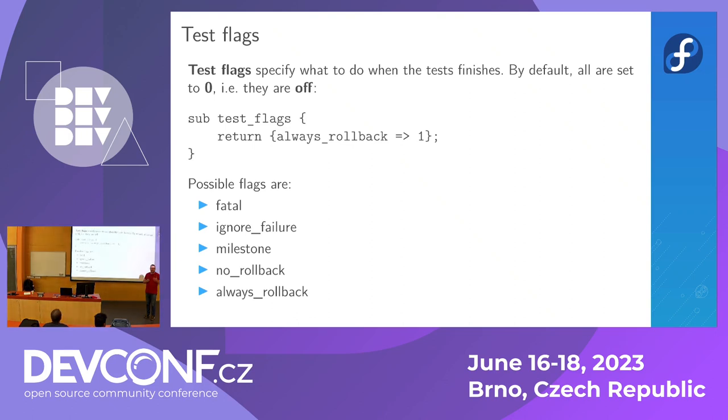I want to continue when the help window is opened. But then sometimes the test fails and the help window will not be opened. And it breaks the consecutive tests also. So therefore, it's good to start from a certain point, and you can save it, and then you can always roll back to it. Other possible flags are fatal, which means that if the test fails, then everything fails, or milestone, which means that after the test, it's the point where you want to save the status of the virtual machine, and no rollback if you don't want rollback, or ignore failure if failures should be ignored.